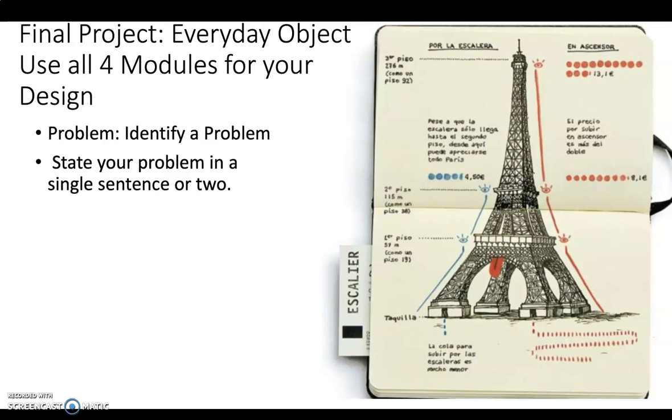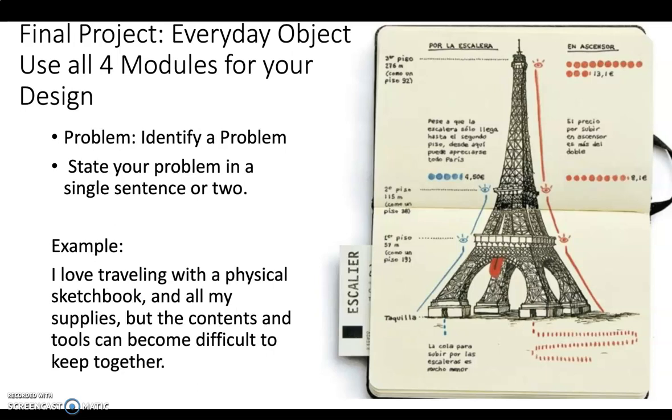Start by identifying a problem, preferably a problem that's personal to you. Identify an object that you use on almost a daily basis, something that you understand and have a personal reason for wanting to redesign. Begin by stating your problem in a single sentence or 2. I love traveling with physical sketchbooks, and all my supplies and contents and tools become difficult to keep together. That could be the beginning of a good problem.